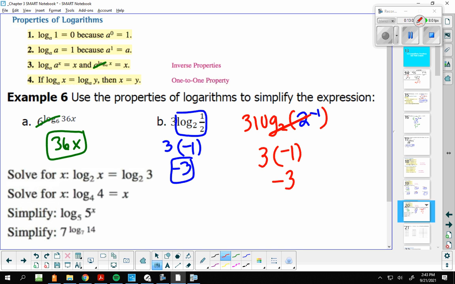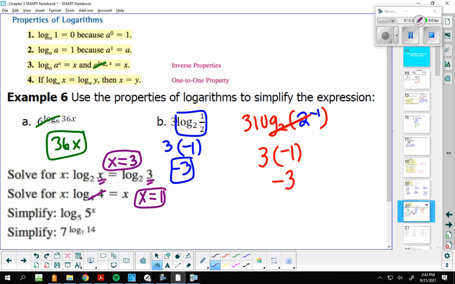Okay, so coming down, we have a couple additional problems. We have log base 2 on both sides. Therefore, my arguments are equal, so x equals 3. So 4 to what power is 4? The first power. Right, so that's just 1.